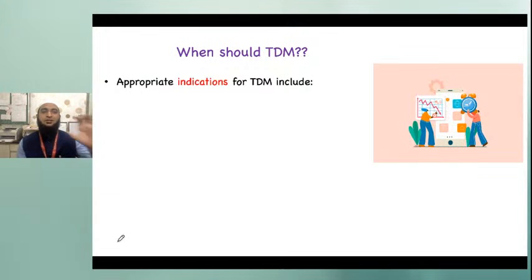So which drug needs the therapeutic drug monitoring? And when I say indication, it means I am talking with reference to the patient. Which patients need to be monitored by therapeutic drug monitoring? Got it? So the criteria is related to the drug, which drug needs to be monitored by the TDM, and the indication is something which is related to the patient. Which patient needs therapeutic drug monitoring?